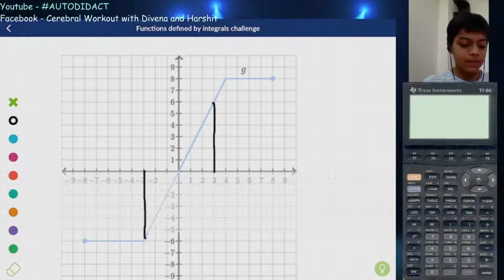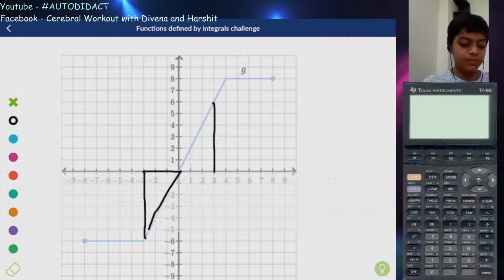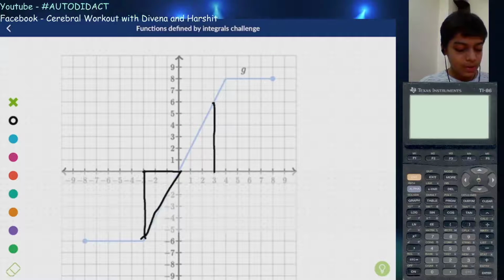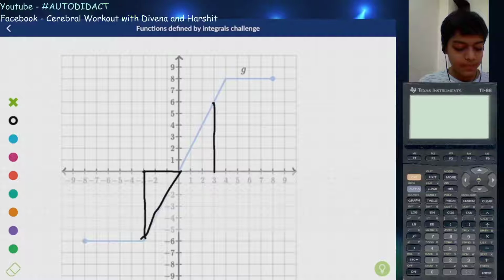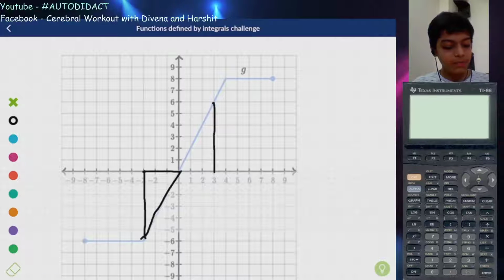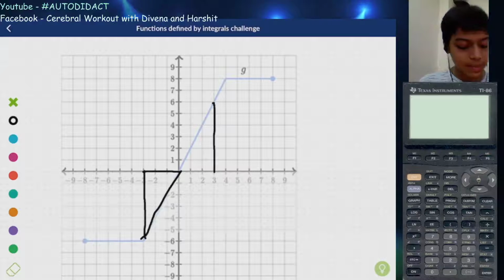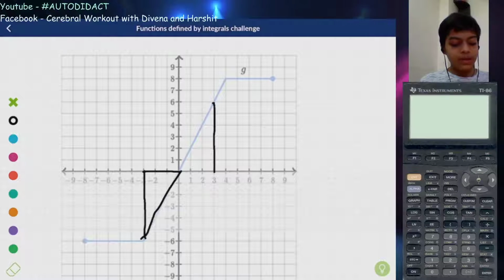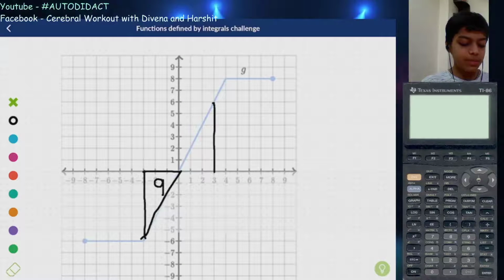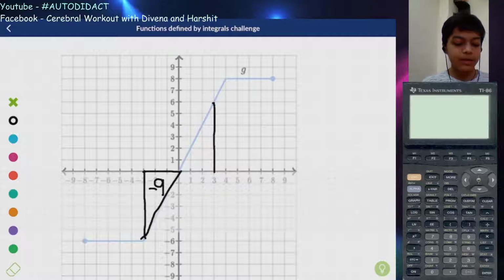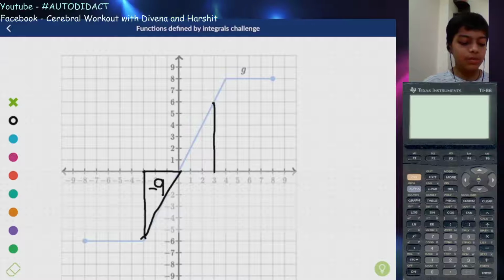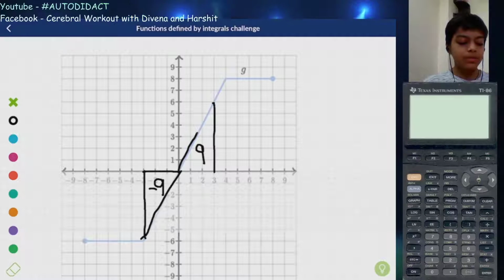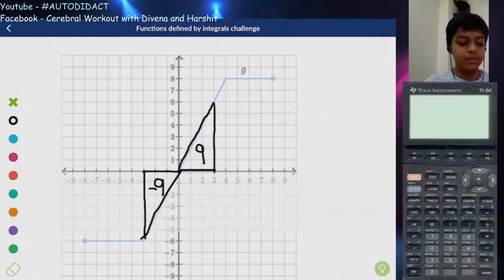First let's find this triangle's area. Its base is 3 and its height is 6, times 1/2. So 3 times 6 is 18, and 18 times 1/2 is 9. Its area is 9, but it's below the x-axis, so it will be -9. And let's find this area. This will be 6 times 3, which is 18, times 1/2, which is again 9. So when we add these areas, the total is 0.